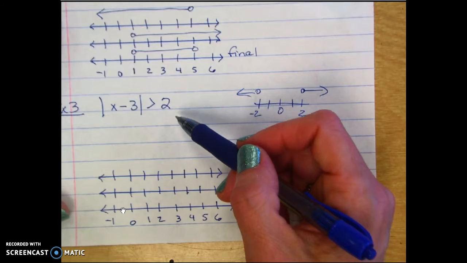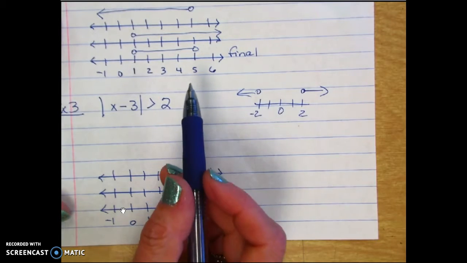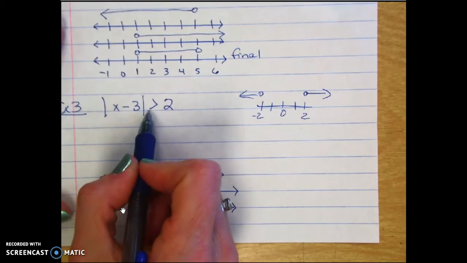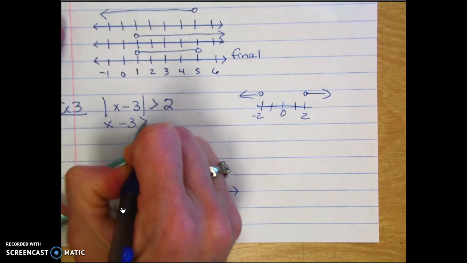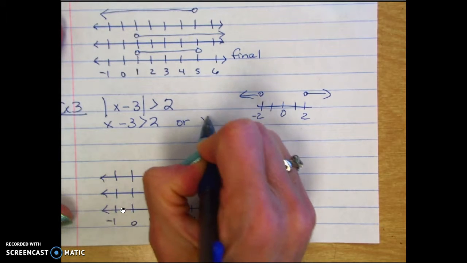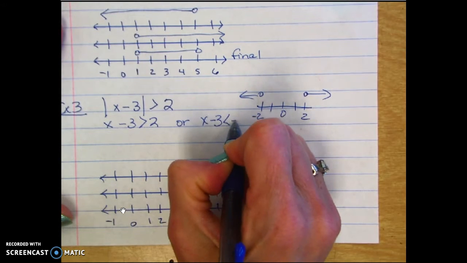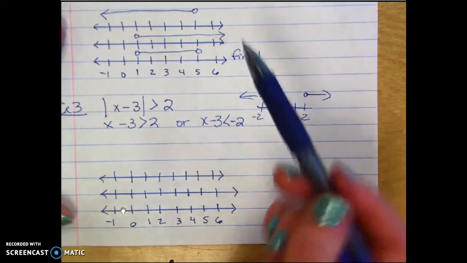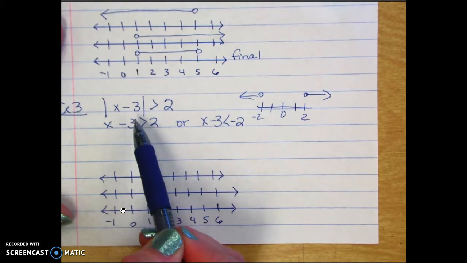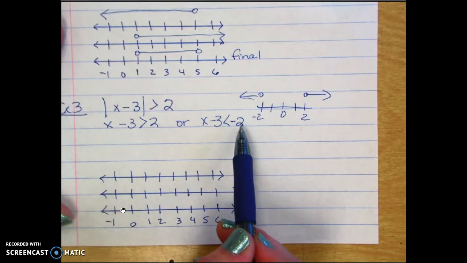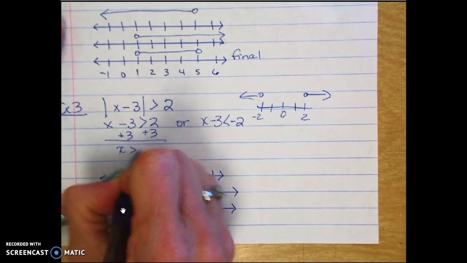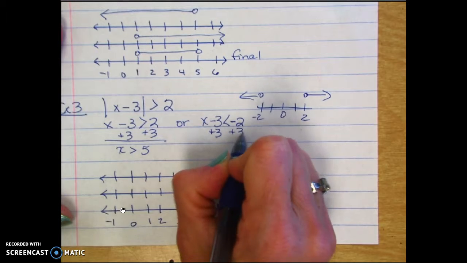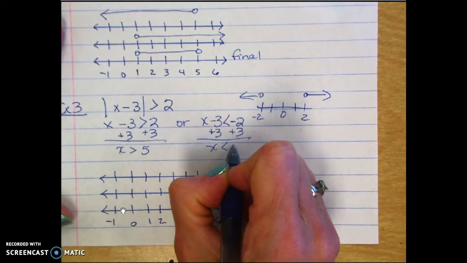We're going to split this the same way, but when we split it, we don't have an and statement this time, we have an or statement. So greater than produces an or statement. So x minus 3 is greater than 2, or x minus 3 is less than negative 2. It's still the same split. We keep exactly what we have here, and then we flip the inequality sign and give the opposite number, make it negative, and then we solve them. So add 3, x is greater than 5, add 3, x is less than 1.